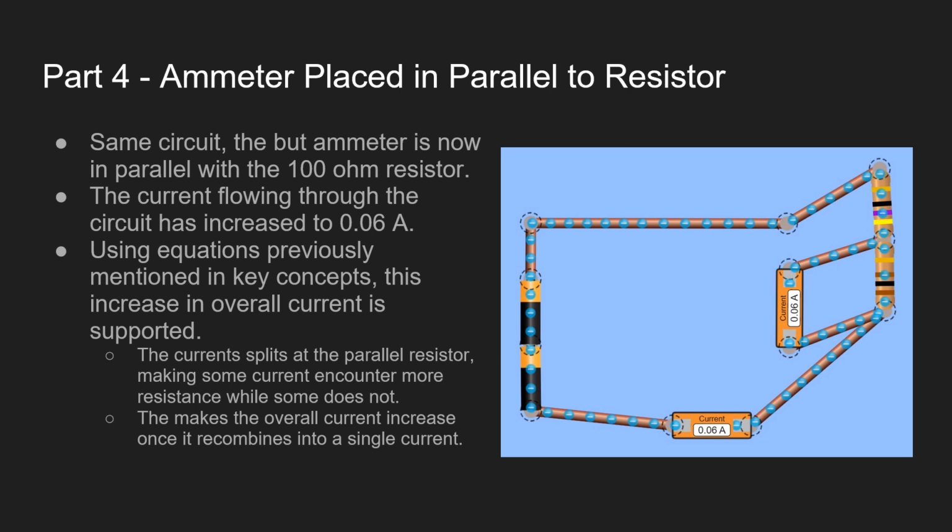Part 4 was an ammeter placed in parallel to a resistor. Same circuit, but the ammeter is now in parallel with the 100 ohm resistor. The current flowing through the circuit has increased to 0.06. The current split at the parallel resistor, making some current encounter more resistance while others did not.